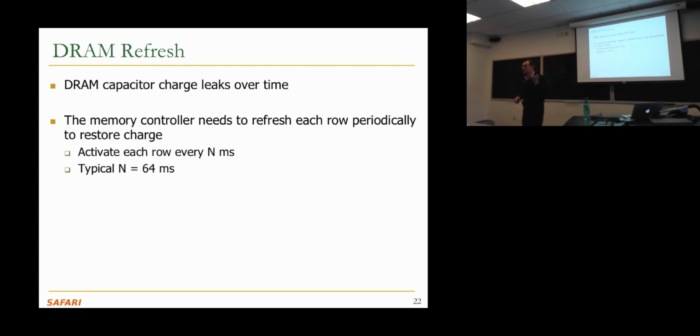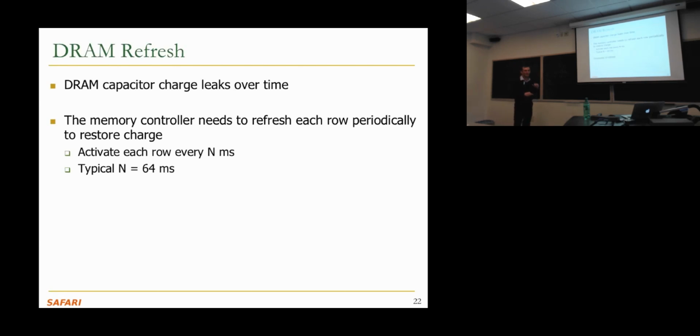And it consumes energy. To keep the data in your memory, the memory controller, every 64 milliseconds, typical n. Actually, in your cell phone, it could be every 32 milliseconds because they have low power DRAMs. Ironic, but it could be every 32 milliseconds. Every row is refreshed every 32 milliseconds. And this consumes a lot of energy and performance overhead.